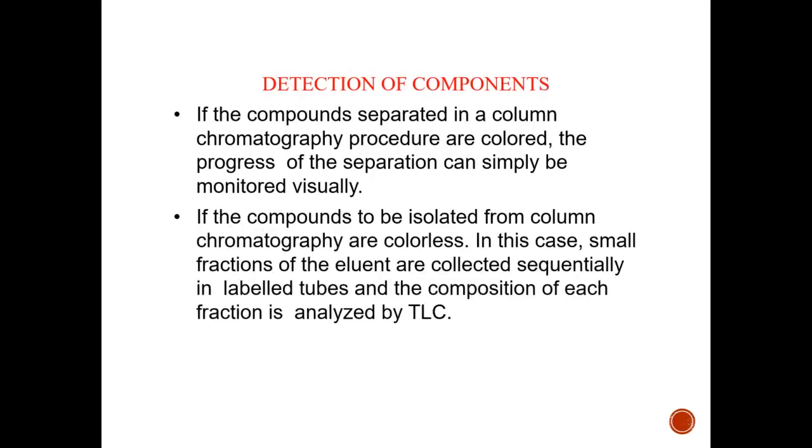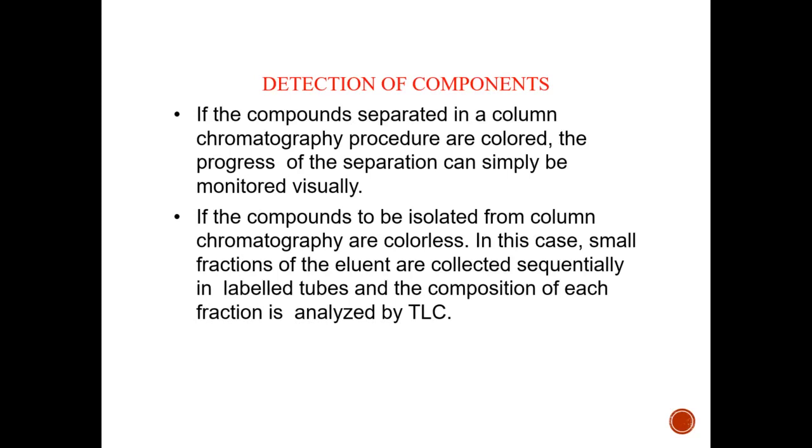Detection of compounds. If the compounds separated in a column chromatographic procedure are colored, the progress of the separation can simply be monitored visually. Earlier we saw the diagram of the green and yellow colors, how they are separated on the column and how they are collected using a beaker or any other flask. If the compounds to be isolated are colorless, a small fraction of the eluent is collected sequentially in labeled tubes and the composition of each fraction is analyzed by TLC.